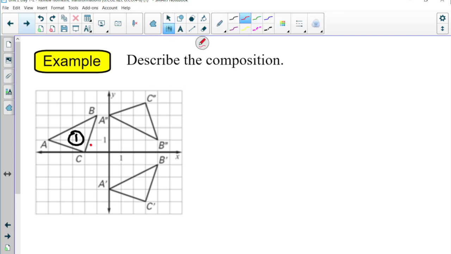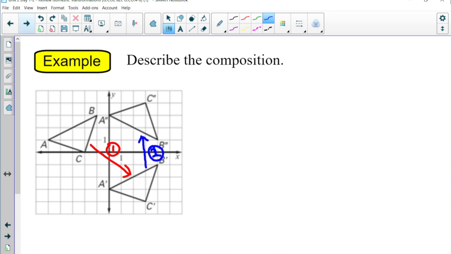Then it moved. So my original shape, I'm actually going to label this 1 here. My original shape got moved here to A prime, B prime, and C prime. That is transformation number 1. Then from there, A prime, B prime, and C prime moved up here to create transformation number 2, to A double prime, B double prime, C double prime.